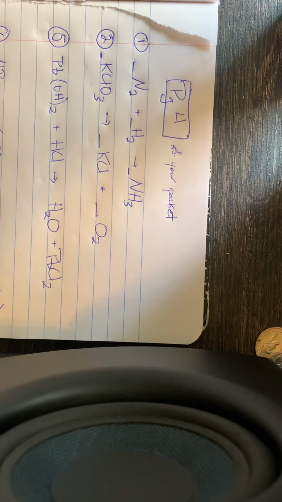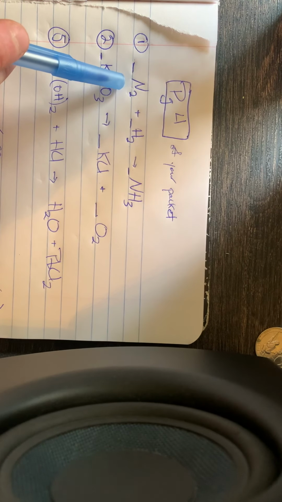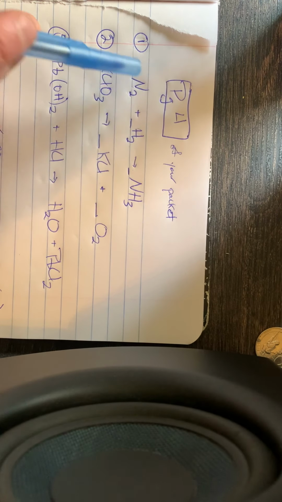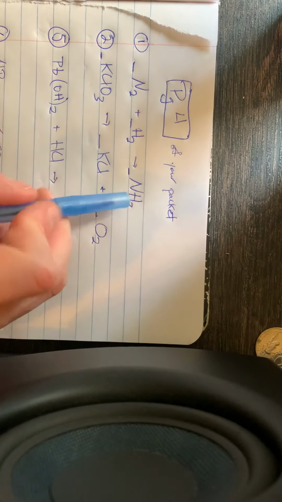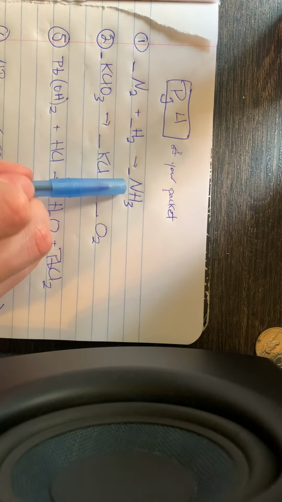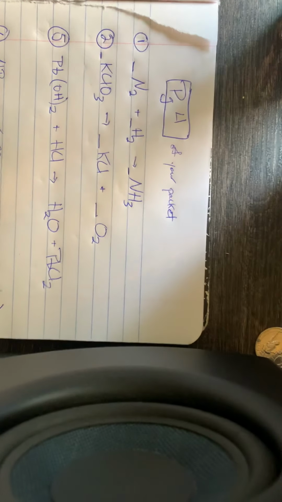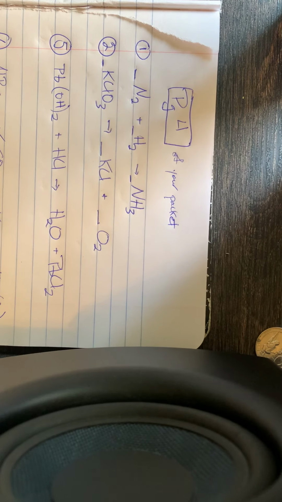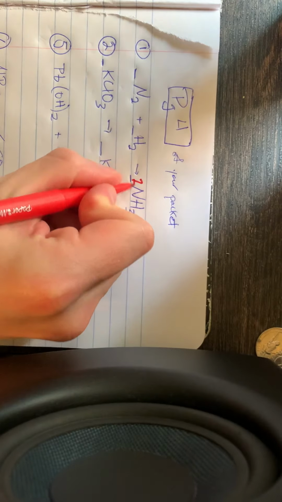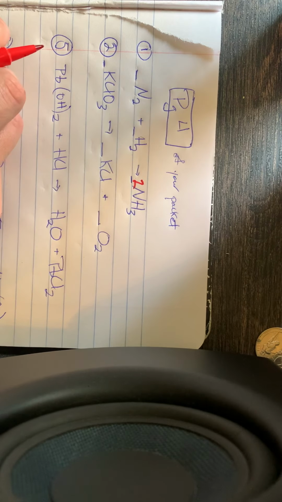So balancing chemical equations is all about making sure we have the same amount of elements on each side of our arrow. So here for number 1, and again, this is on page 4 of your packet, we have 2 nitrogens right there. We only have 1 nitrogen right here. Remember, if you don't see the subscript, it means that the subscript is 1. So 2 nitrogens here, 1 nitrogen there. I can put a coefficient of 2 right there. Now I have 2 nitrogens right there.